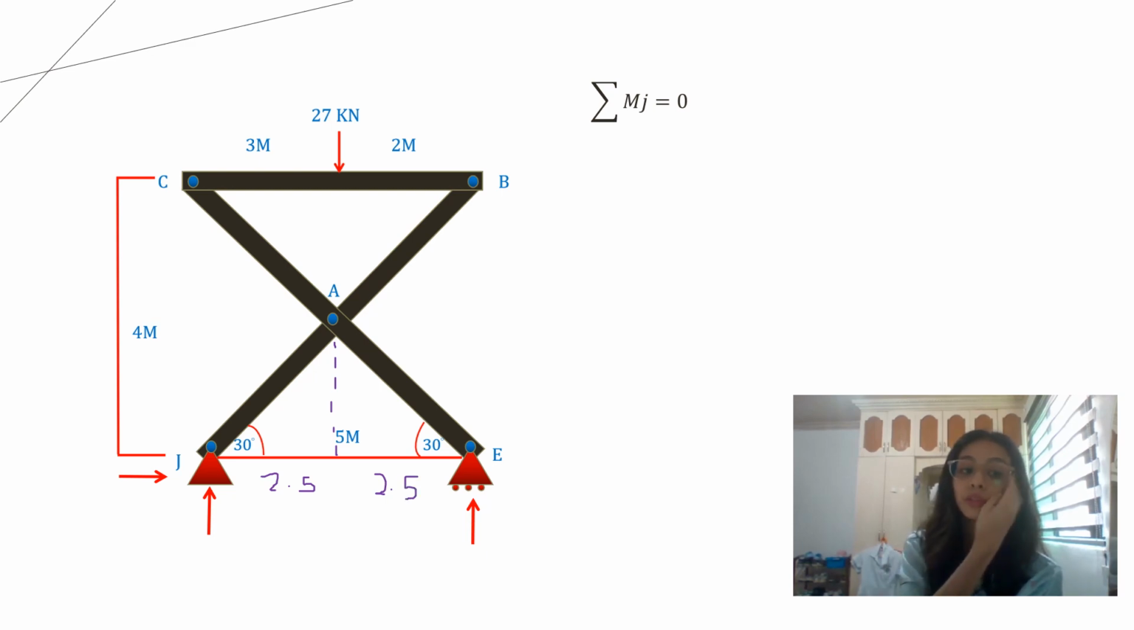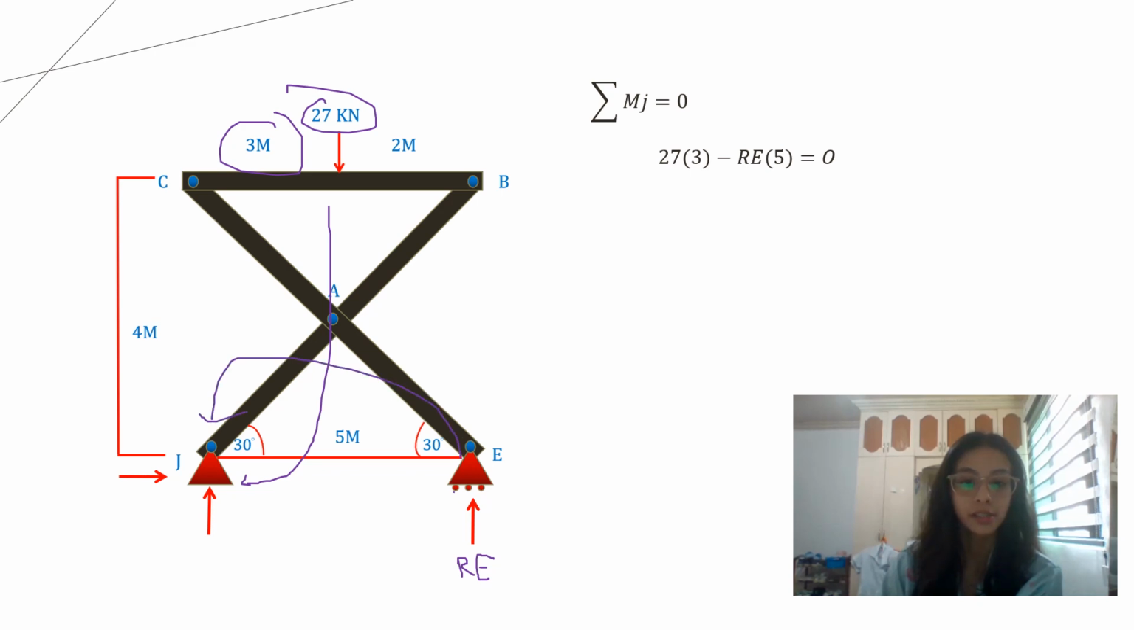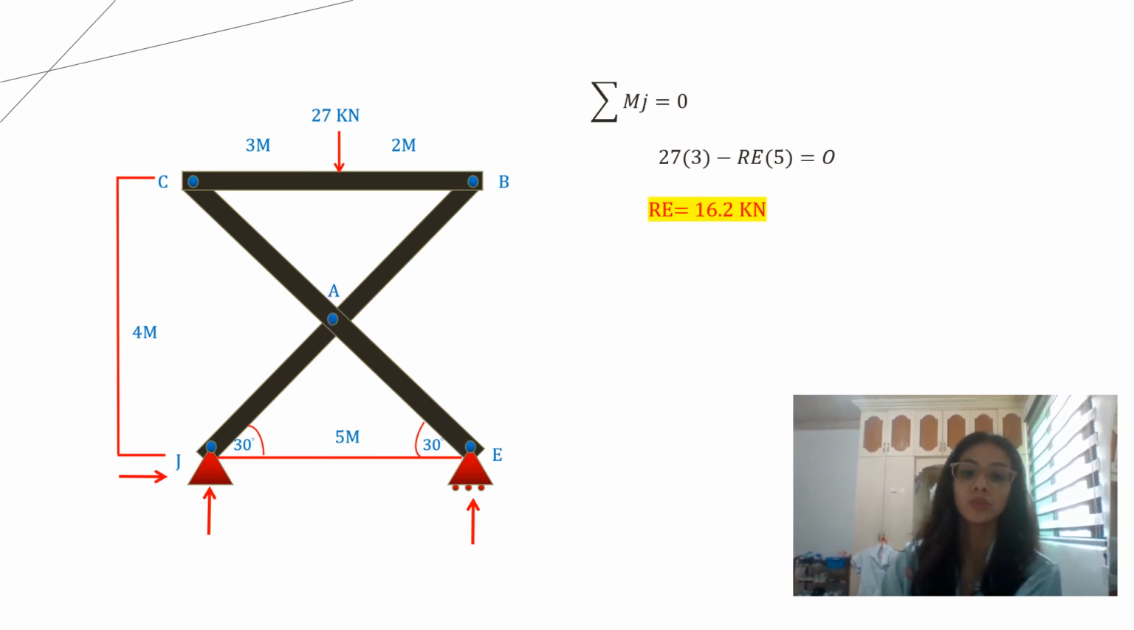So the first thing we're going to do is take the moment at point J. So the moment at point J is 27 kN, counterclockwise to point J, times its distance, which is 3, so times 3, minus our RE, clockwise to J, and their distance is 5, so minus RE times 5, is equal to 0. RE is 16.2 kilonewtons.